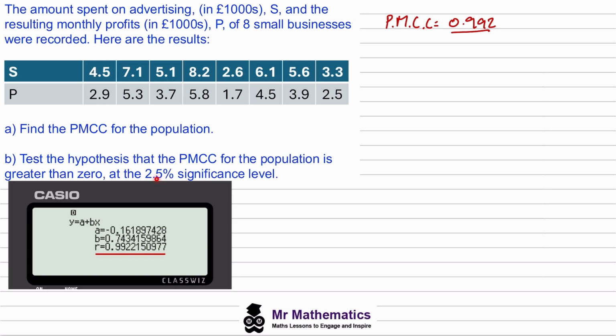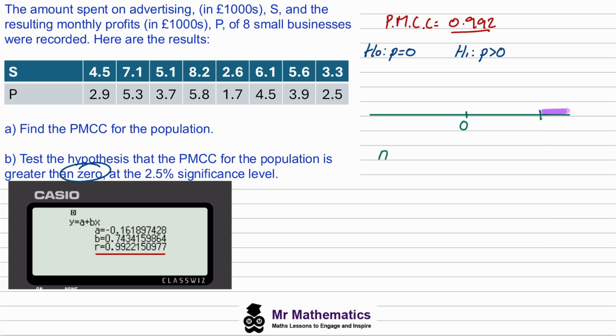And then for part 2, test the hypothesis that the PMCC for the population is greater than 0 at the 2.5% significance level. So our null hypothesis is that rho equals 0. There's no correlation. Our alternate hypothesis, that there's a positive correlation, which we're told here, so rho is greater than 0. If we draw a scale again, we're only looking for positive correlation, so I'll keep this at 0. We want the critical value that will identify the critical region.